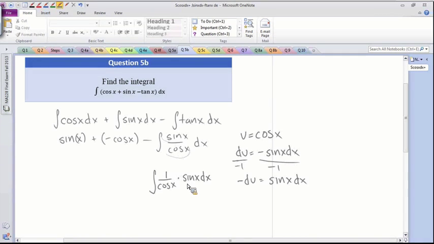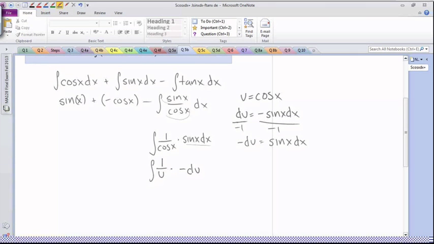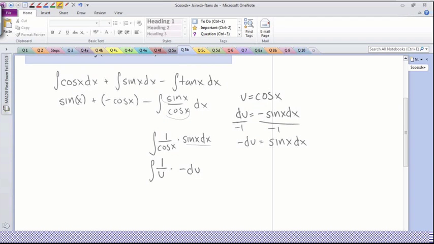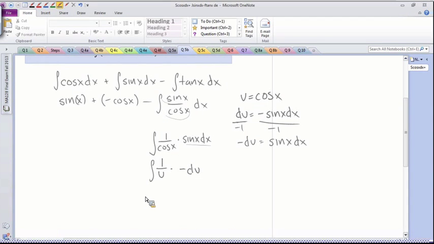So I notice that sine x dx is here. So sine x dx can be replaced with negative du. And 1 over cosine x, since cosine x is equal to u, we can write that as 1 over u. So it's 1 over u negative du. I don't like dealing with that negative 1, so I can move it to outside of the integral and have it as negative 1 over u du. Any questions so far?